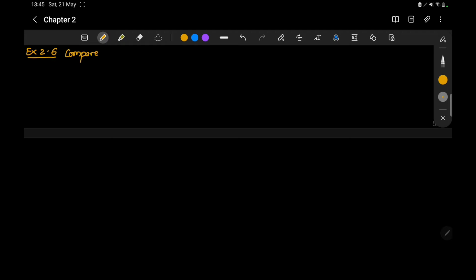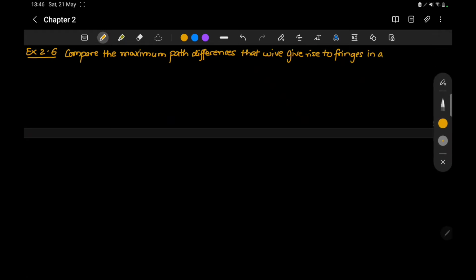Compare the maximum path differences that will give rise to fringes in a Michelson interferometer when using the following two situations.